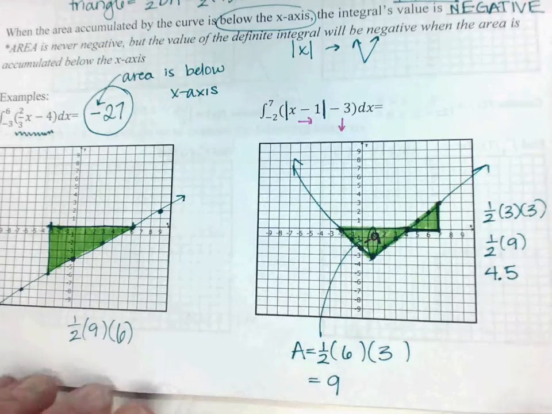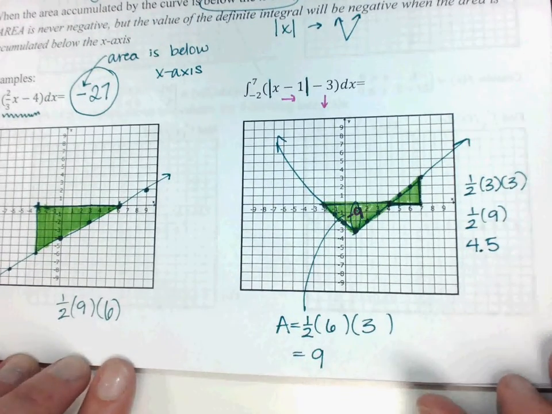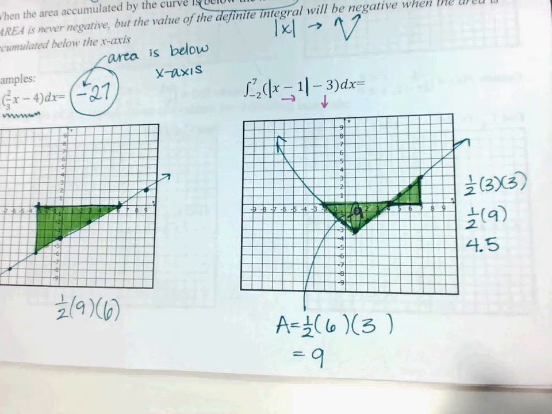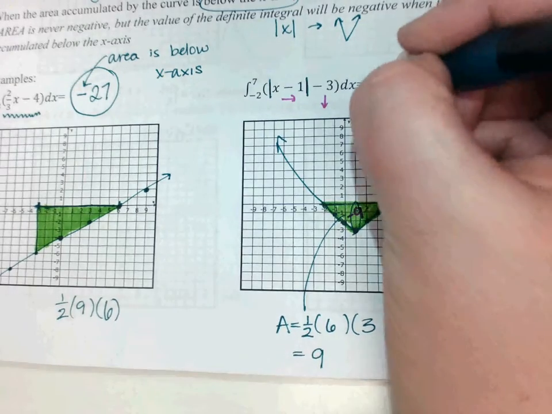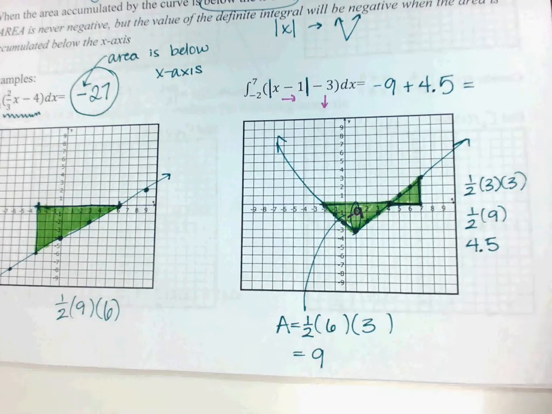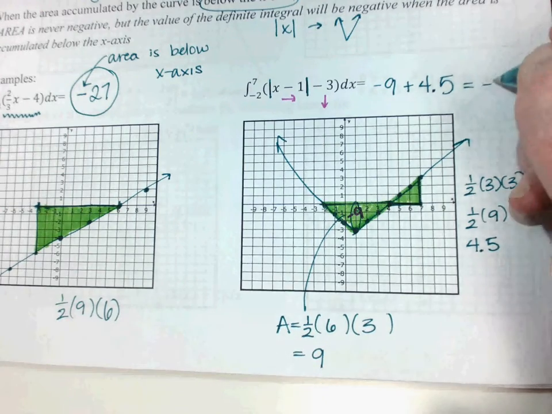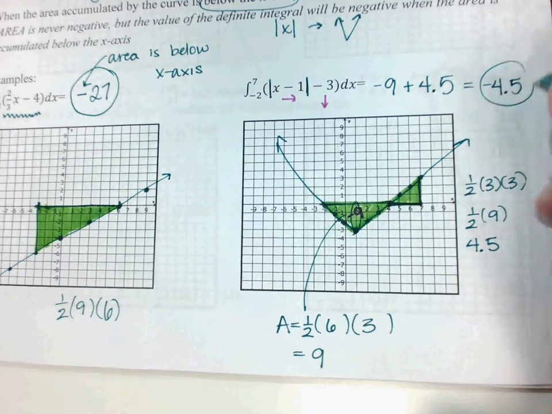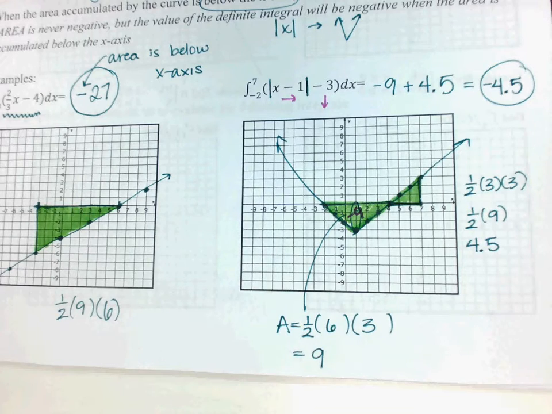Now, when I put those values together, it matters that the 9 was negative, because it's -9 and a plus 4.5. So how would that come out? -4.5. And all that the negative means is that more of my area was below the x-axis than was above. Make sense? Okay.